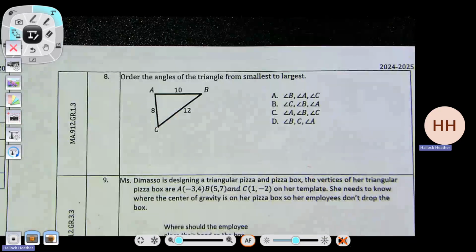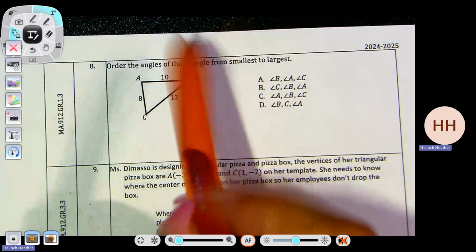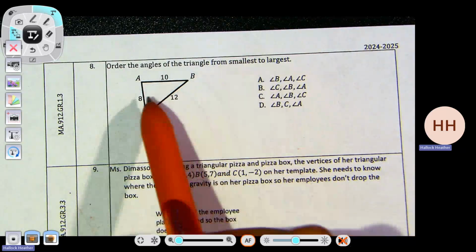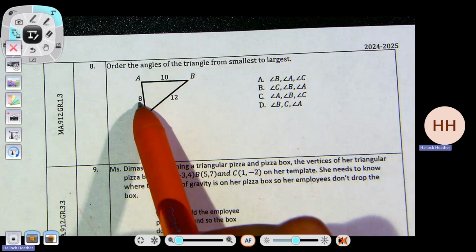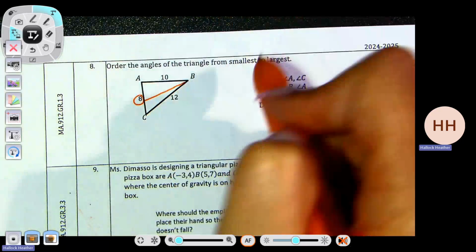For number 8, it's the same idea. You're looking at the side lengths and finding the corresponding angles. So this wants to order the angles from smallest to largest. So I'm looking at the smallest side. The smallest side is 8. Across from 8 is B. So the smallest is B.